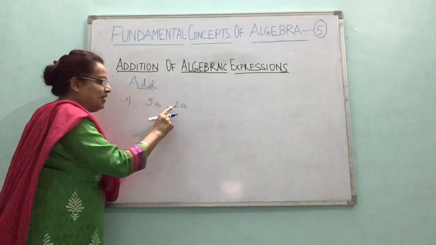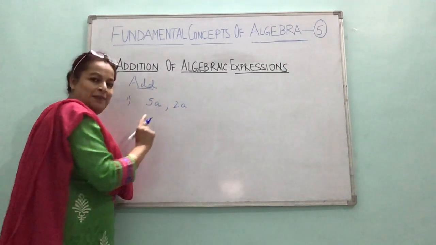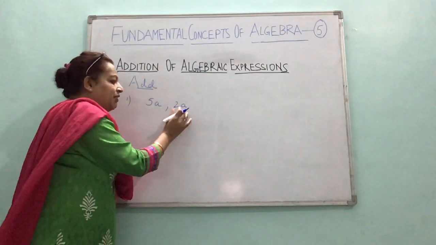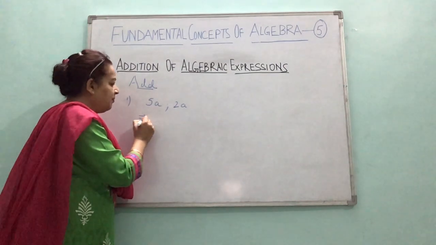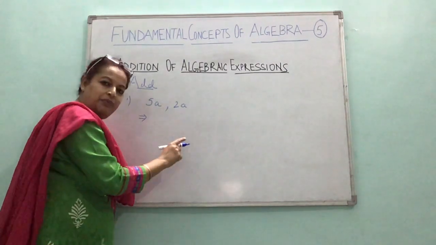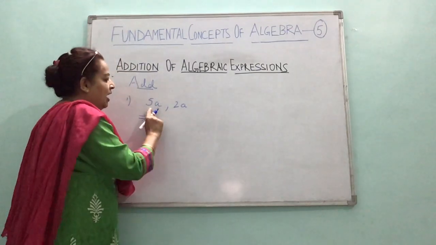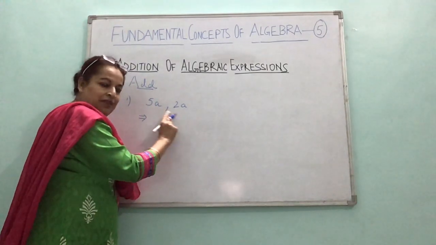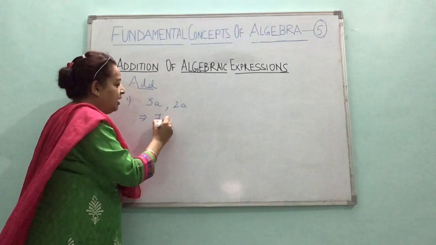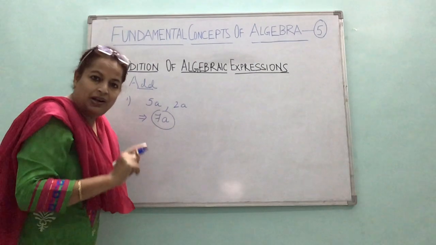That means this is one expression, this is another expression, right? These are monomials. Now they have the same literal parts, so they are like terms. Now pay attention children, the sum of these would have the same literal coefficient. That means the sum of these two would have only one a, and we just add the integer part. So 5 and 2 is 7, but the literal coefficient remains the same, a. The variable part does not change.